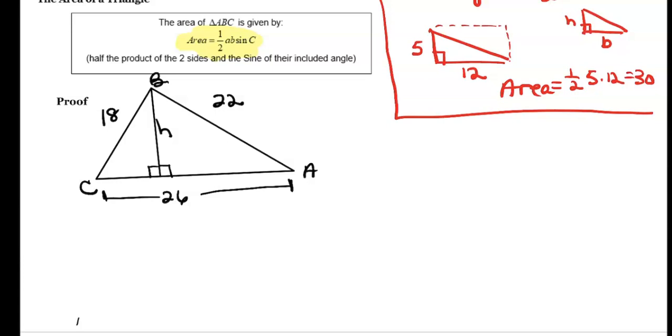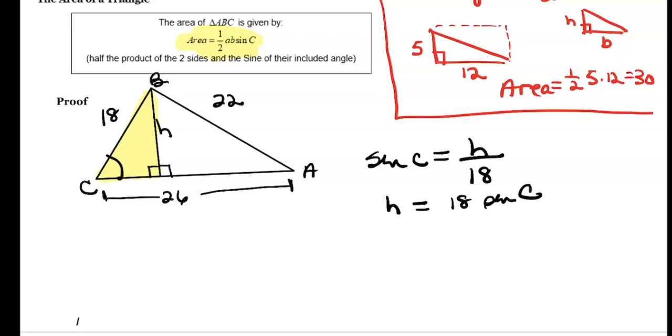Okay, so what do we know? I'm seeing that I have two right triangles I can work with. So let's start working with the right triangles. I'm going to look at the triangle to the left. I'm going to highlight this guy in yellow. So let's focus on the yellow triangle first. And I know from this angle's perspective, the sine of C equals opposite over hypotenuse. Okay, so then when I do my cross products, I find that H equals 18 times the sine of C. Okay, so let's think about this.